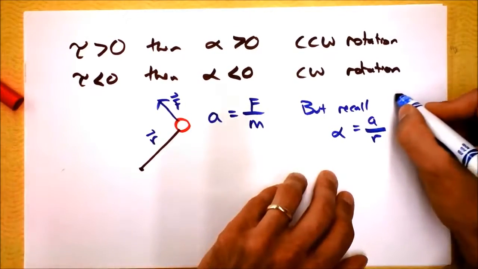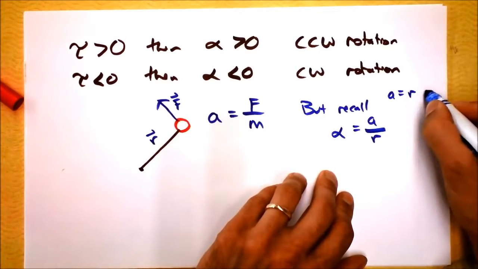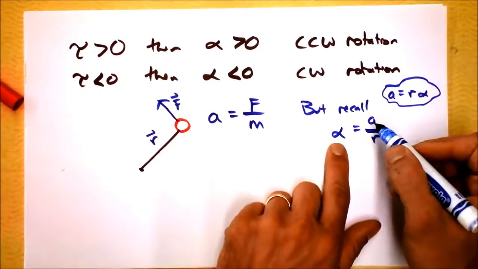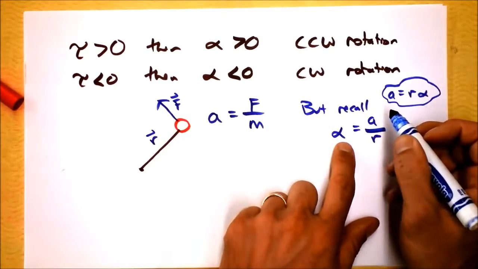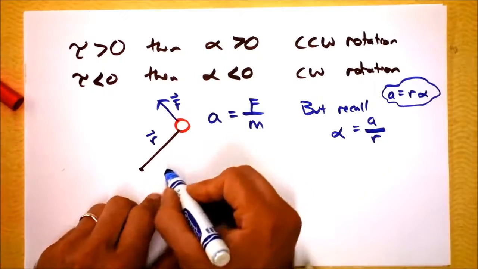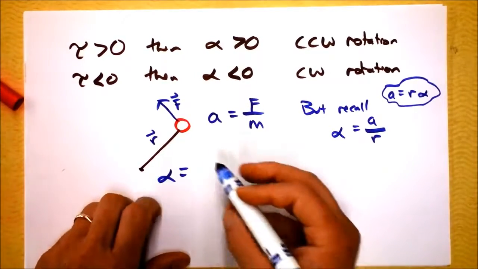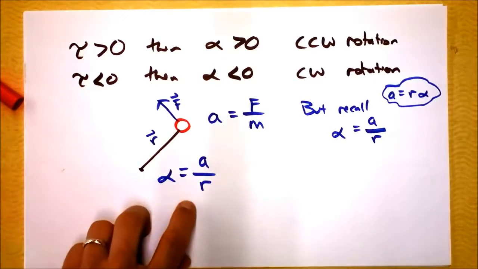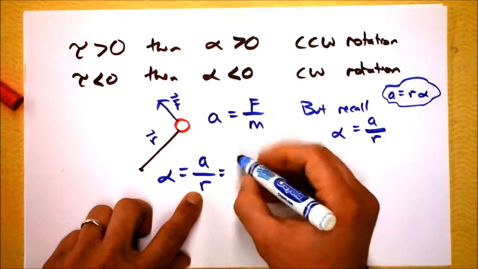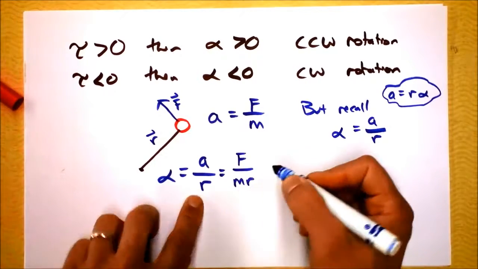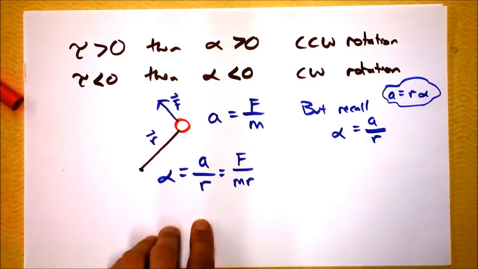This comes from the equation that says a is r alpha. We had a whole bunch of these equations, and I want to plug this in over here. We're going to take this and plug it into there. I'm going to have alpha equals acceleration divided by radius, which is force divided by m times r.